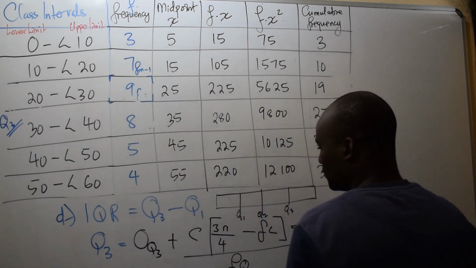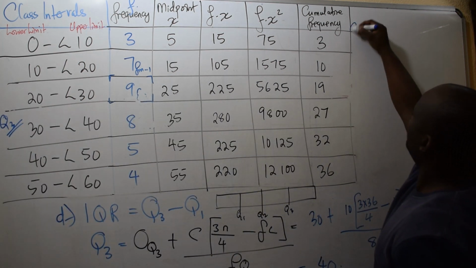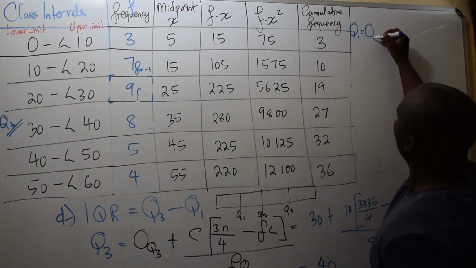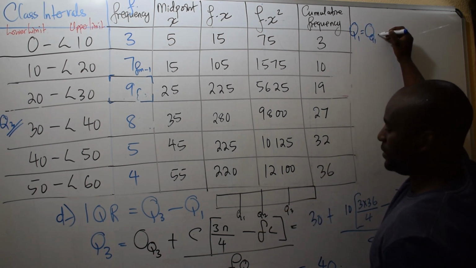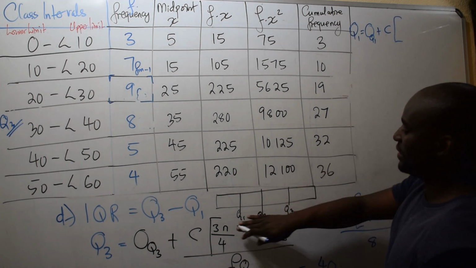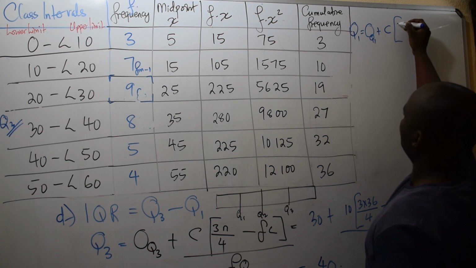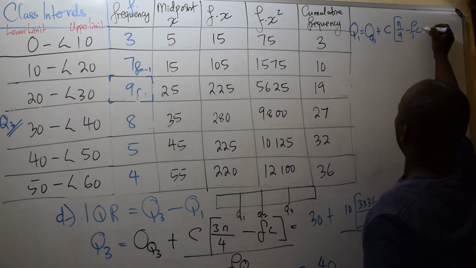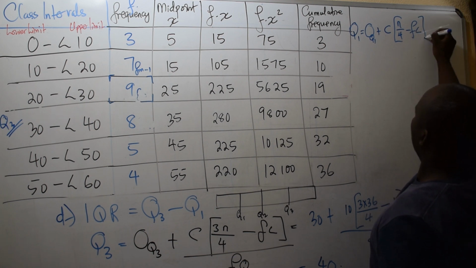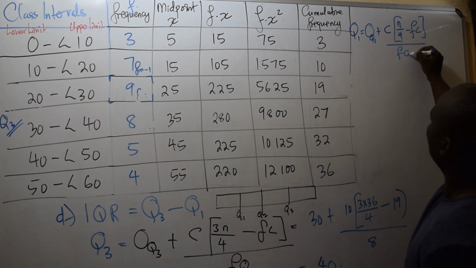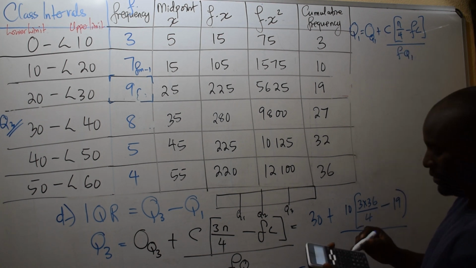Let me just try to squeeze the Q1 here. Q1 would essentially also equal L Q1 plus C. Instead of saying 3 now, we're going to say just 1N, or N over 4, minus the cumulative frequency of the class before the Q1, and this is all divided by the frequency of the Q1 interval.